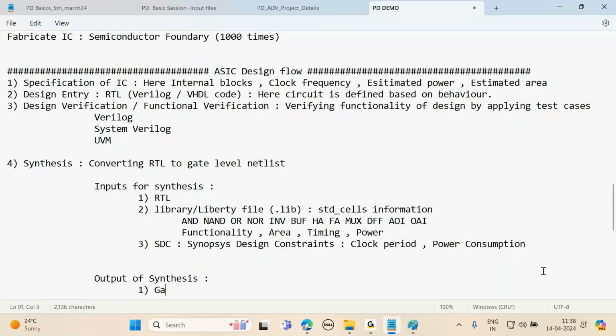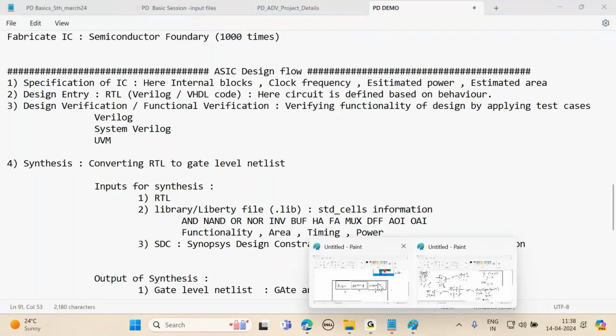Very good, right? So what is a gate level netlist then? What does the gate level netlist have? The gate level netlist should have only gates and their connections. It should not have any other information. It should have only gates and their connections. See, I will just write the gate level netlist, just for understanding purposes.